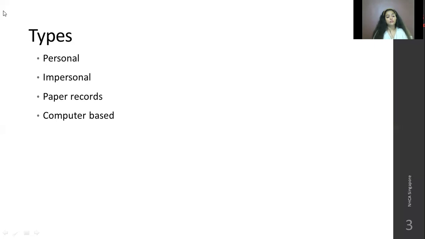Paper records can also be lost by the medical team from the hospital. They can get damaged or destroyed if not stored properly. Physically, if it is not stored properly, it can undergo certain damages.